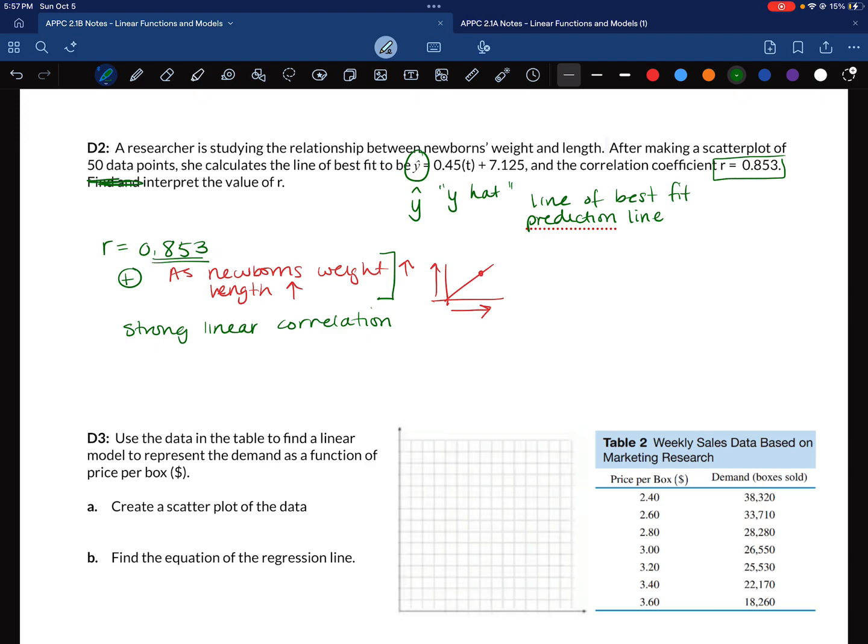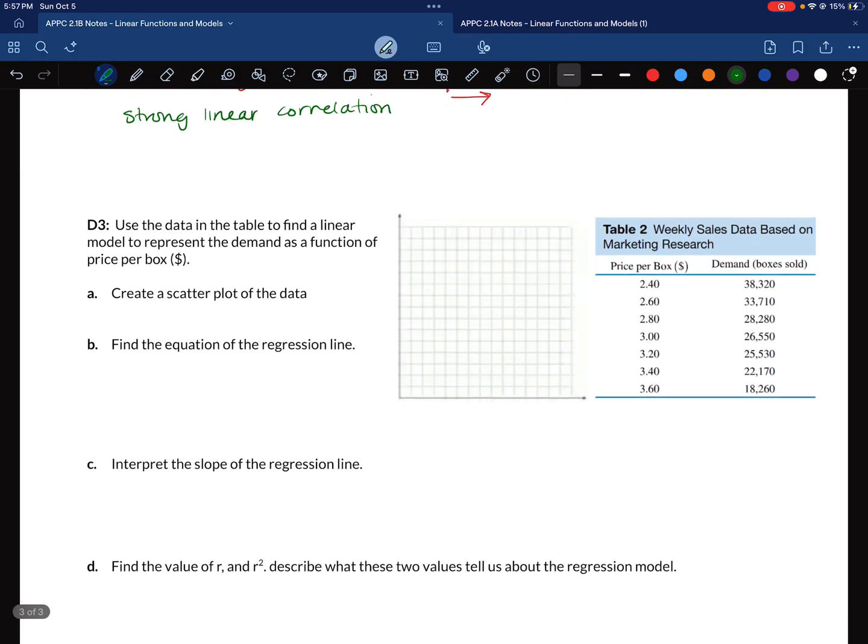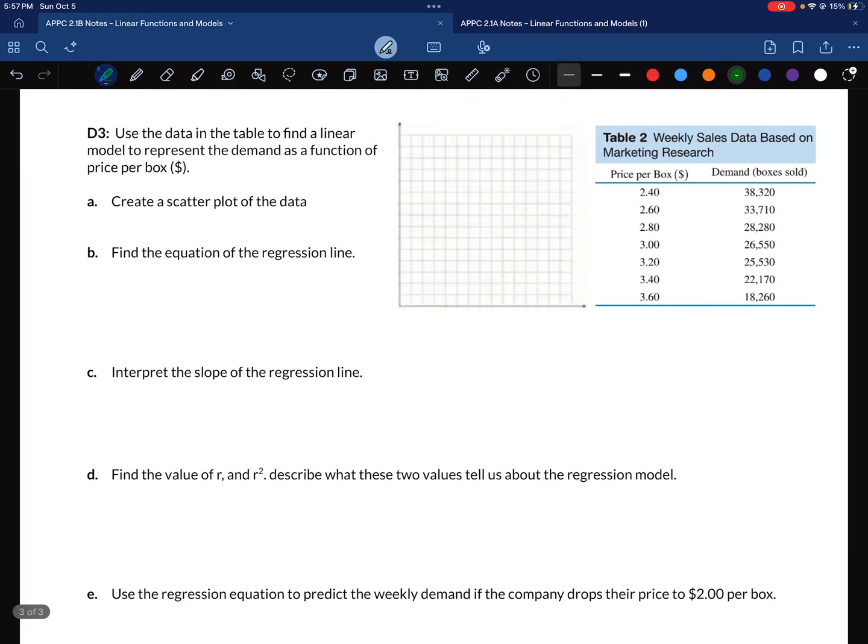Okay. You guys are going to be doing a problem on your calculator just like this one. I'm going to give you some data and I'm going to ask you to plot this data in your calculator and use your calculator to find a linear model that we can use to make a prediction. In this case, my independent variable is the price per box, so that's going to be my x, and my dependent variable is going to be my demand or my boxes sold.